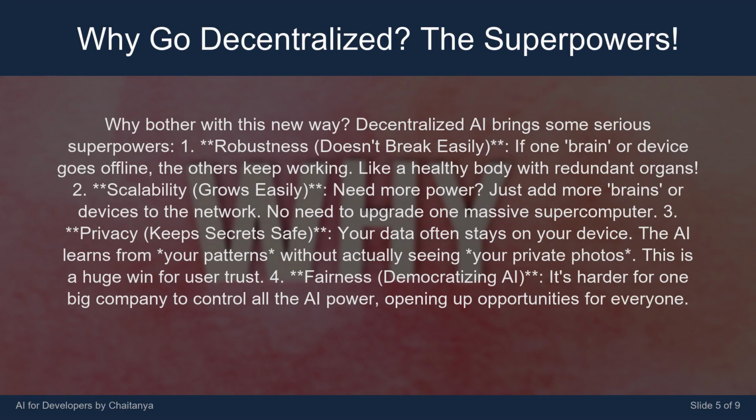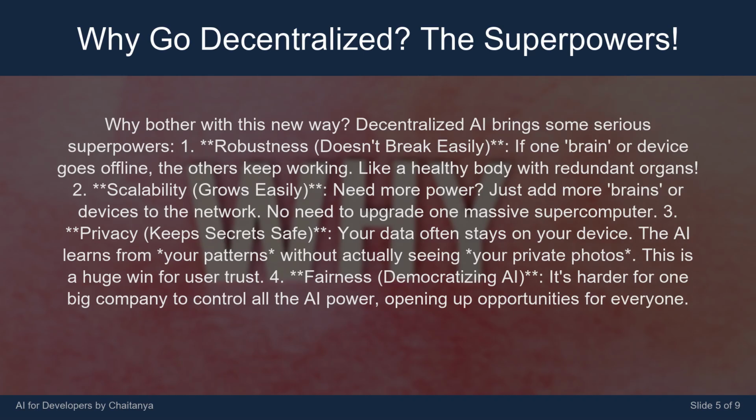Why bother with this new way? Decentralized AI brings some serious superpowers. 1. Robustness. Doesn't break easily. If one brain or device goes offline, the others keep working, like a healthy body with redundant organs. 2. Scalability. Grows easily. Need more power? Just add more brains or devices to the network. No need to upgrade one massive supercomputer.